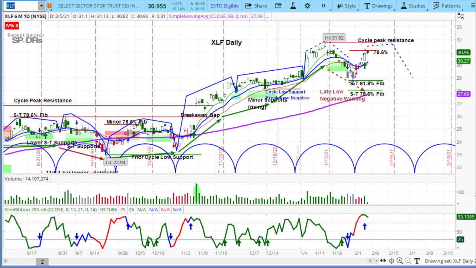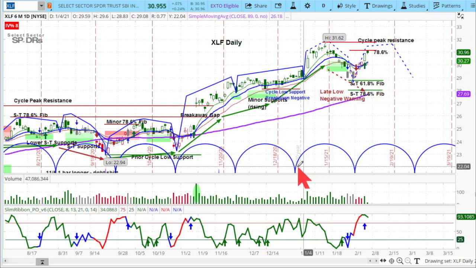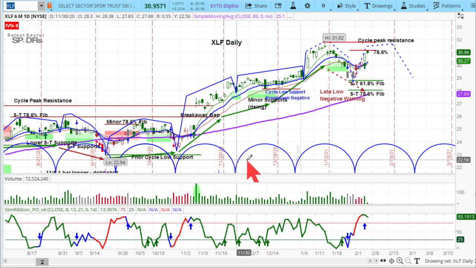Now, this has our cycle analysis on it. For those of you that don't understand cycle analysis, you can go to our workshop page, and there's a video on there that explains what we do in here. But we look at the rhythms of the market.